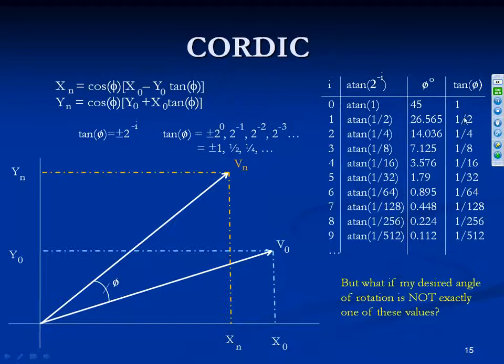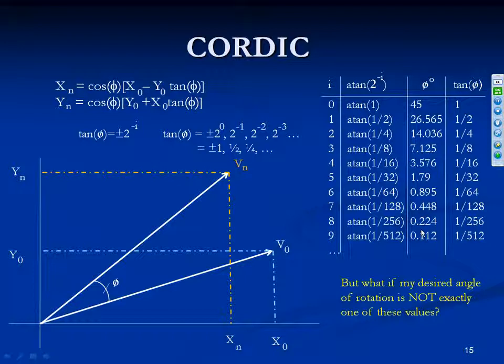Okay, so if tangent of phi is 1/2, what do we have for our angle? We have 26. So, I'm sorry, I said tangent, I meant arctangent. Arctangent of 1 is our 45. Arctangent of a half is this, etc. Okay, so here we have 2 to the minus i, all these different terms that we could have. We could have a whole table full of them. And these would be the different angles.